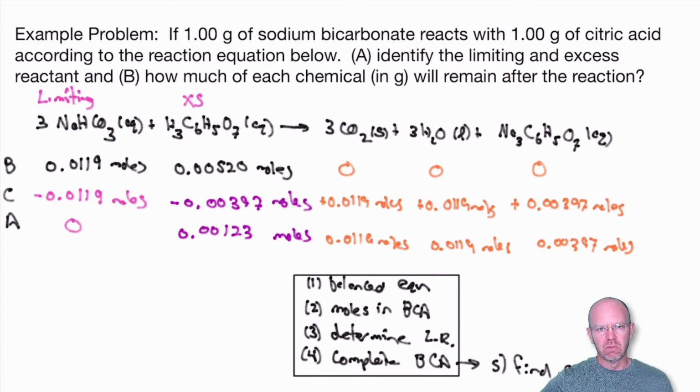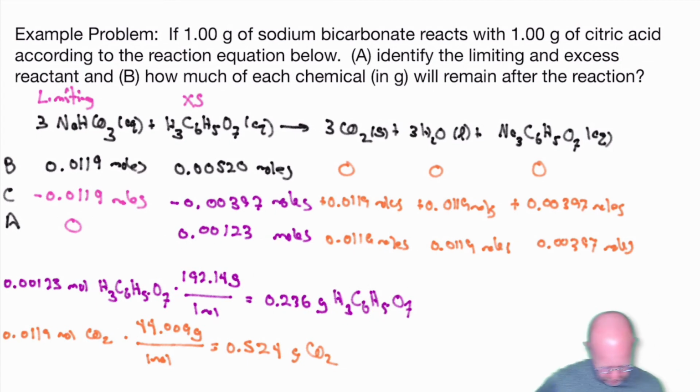All right, so now we've completed our BCA table, and now we can really see what remains at the end of the process. If we actually were in the lab and we wanted to do a measurement or something like that, we would actually be measuring grams of things. And so now what we need to do, and I've sort of added to step 5 here, is find the number of grams. Well, if we have the number of moles of things, we can easily find the molecular weight of those things and convert that into grams.